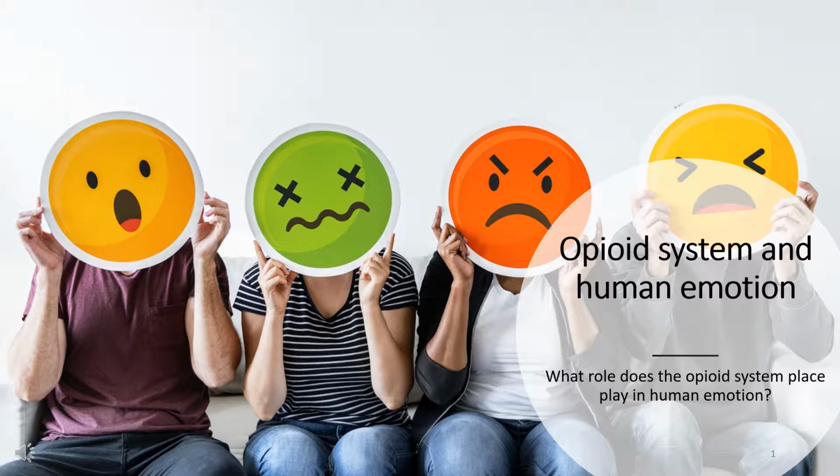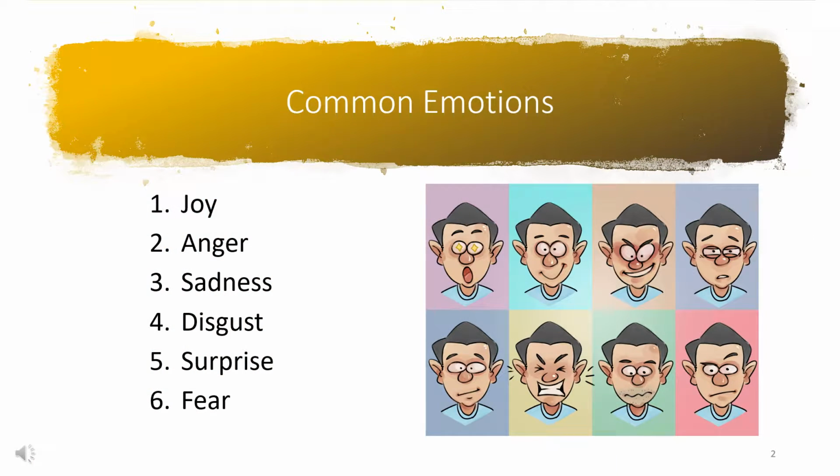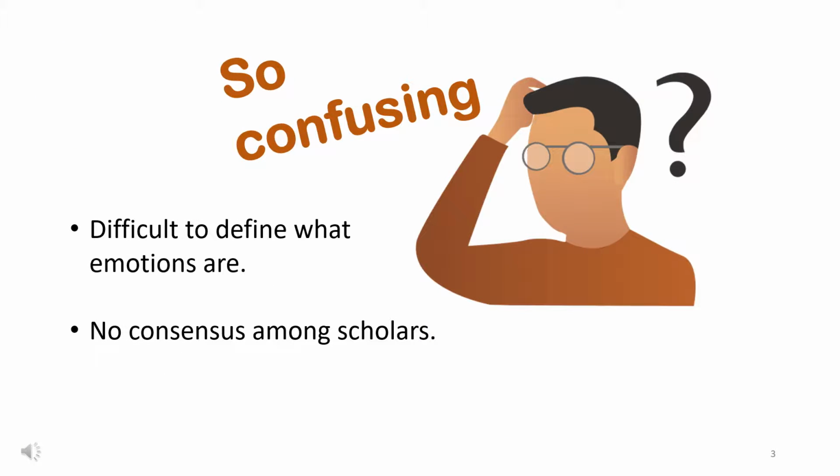Welcome to my presentation. I will be presenting to you the opioid system, specifically the endogenous opioid and its role on human emotions. In our everyday lives, we often describe how we feel by using terms such as joy, anger, sad, disgust, surprise, and fear. Though it is quite difficult to define what emotions are, as there is a lack of consensus among scholars, regardless, it is generally agreed that there are 6 common emotions.